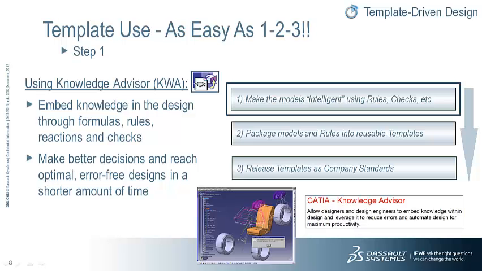Let's talk for a minute about how to use CATIA knowledgeware templates, which is as easy as 1, 2, 3. First, we use Knowledge Advisor, or KWA, to embed knowledge in the design through formulas, rules, reactions, and checks. This is very simple to do and will allow your organization to make better decisions and reach optimal error-free designs in a shorter amount of time. That's step 1.